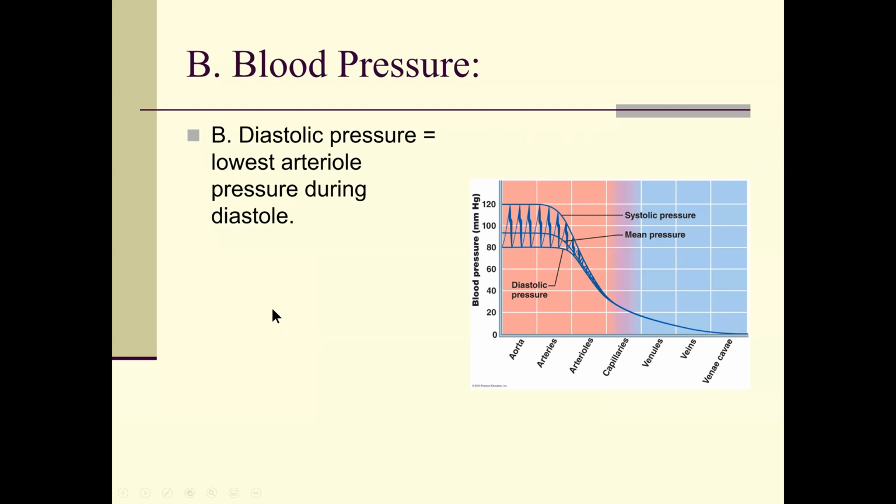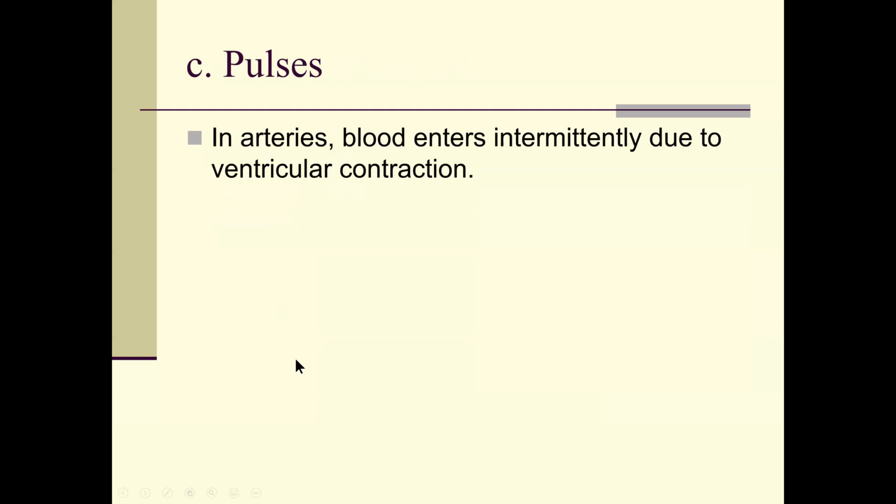Diastolic pressure, lowest pressure during diastole, pulses in arteries, blood intermittently during ventricular contraction. Why is it intermittently? Because at some point the ventricles are open, at some point the ventricles are closed. So the ventricles contract intermittently. The highest pressure is when the ventricles are contracting, and an example is the aortic valves open and the blood's being pulsed out of that. Until at some point the pressure inside the left ventricle is less than the pressure inside the aorta, at which point the aortic semilunar valve shuts.